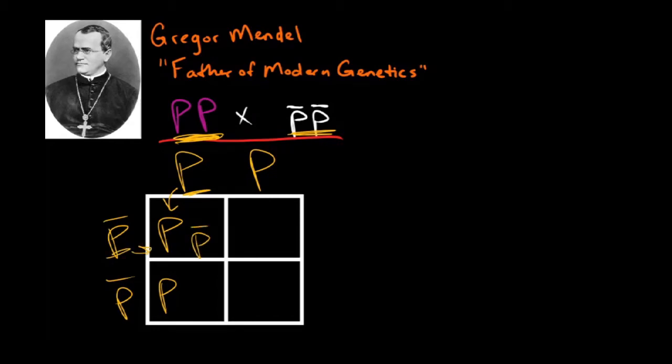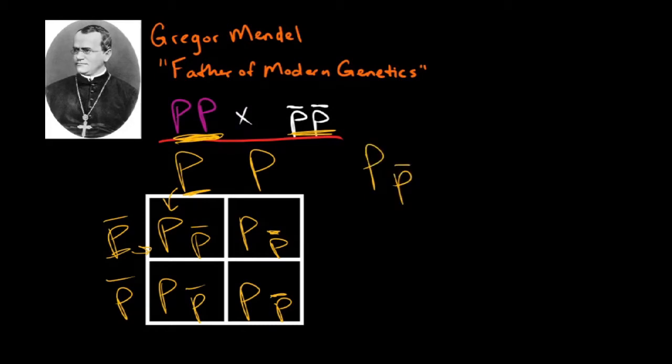Now, by convention, meaning everybody just agreed, we write the capital letter first because the capital letter is what we're used to seeing first in the English language. And so we just carried that over to this. So same thing over here, the big P, the little p. And what we'll find from this cross, and this is exactly what Mendel observed, is that 100%, 4 out of 4 of these boxes in our Punnett square end up being what we call heterozygous.